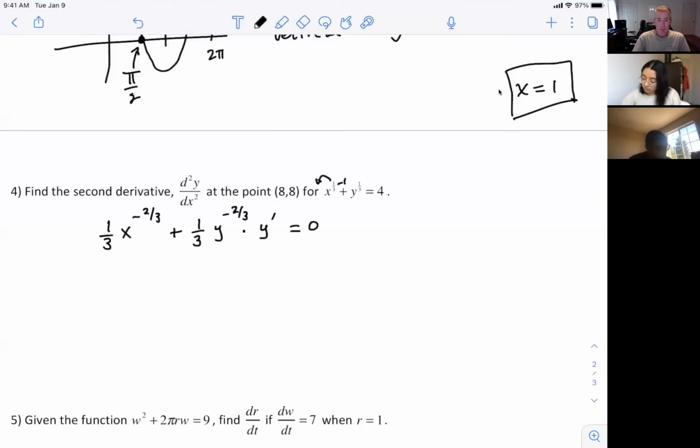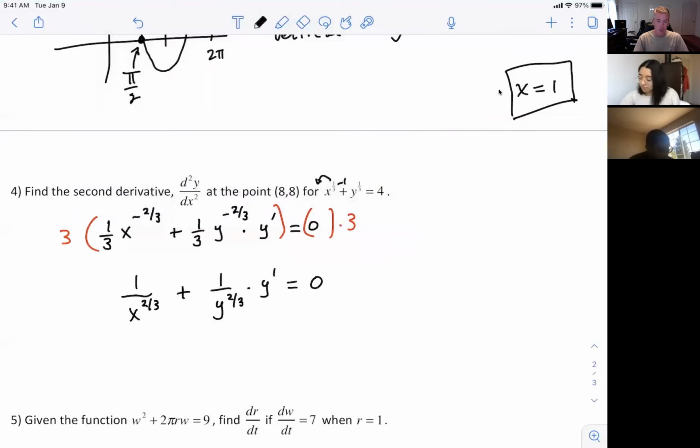So we could go ahead and start taking the second derivative, but I think it would be better to simplify and solve for y prime. So one thing I'm going to do is multiply both sides by 3, because that's going to get rid of those little fractions, the 1/3. And I'm also going to get rid of the negative exponents. So this is going to be 1 over x to the 2/3. This one is going to be 1 over y to the 2/3 times y prime. And then it still equals 0.